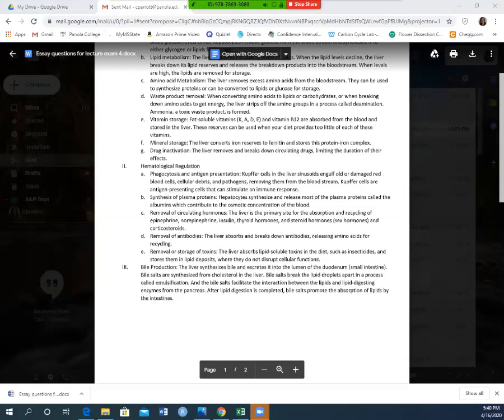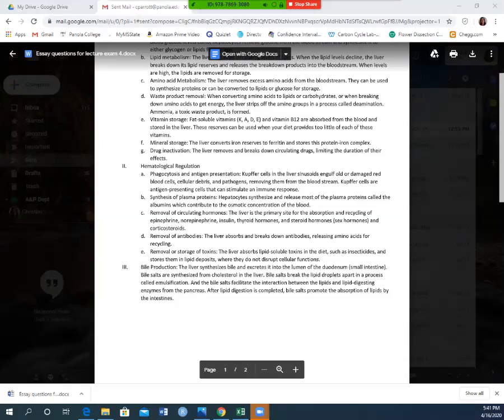Then your liver is also responsible for the removal and storage of toxins. Especially insecticides that are on the fruits and vegetables that we eat can be very, very damaging to the body. So the liver will remove them from the bloodstream and store them in lipid deposits. They're basically trapped in lipid droplets so that they can no longer disrupt other cellular functions.